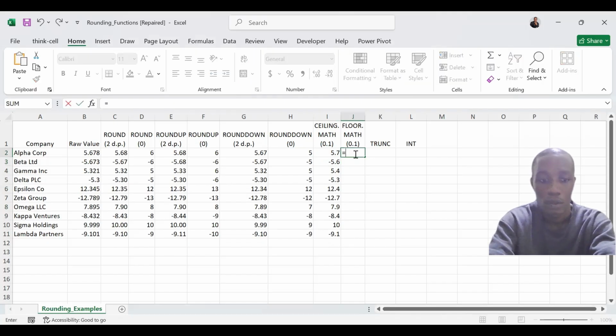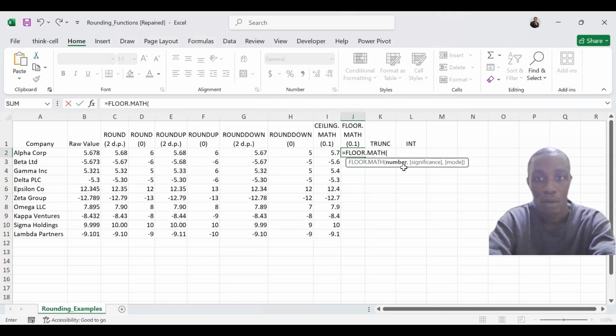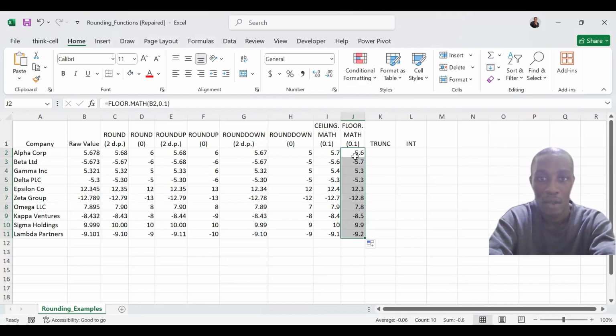So for the floor, you can see what this does. It rounds a number down. Ceiling rounds up, floor rounds down to the nearest integer or to the nearest multiple of significance. So the number that we want is this raw value, and then our significance is 0.1. And now you can see that this rounds down. So for the fact that it's rounding down, our positives come closer to 0, while our negatives go further from 0, as you can see. So this is now 5.6 because it tries to bring the positive values closer to 0, while the negative values are taken further from 0, and that is why we have a negative 5.7 for the negative value.